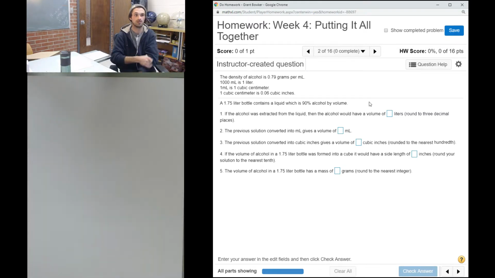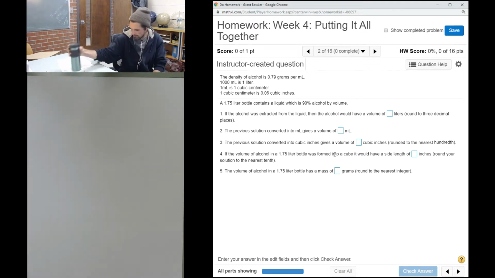All right. Sorry about that. So a 1.75 liter bottle contains a liquid which is 90% alcohol by volume. Essentially what we want to do here is extract the alcohol only and then form that alcohol into a cube. Yes, so we're going to extract the alcohol from that bottle, form it into a cube, and determine the side length of that cube and the weight or mass of that cube. So let's go ahead and dive on in.